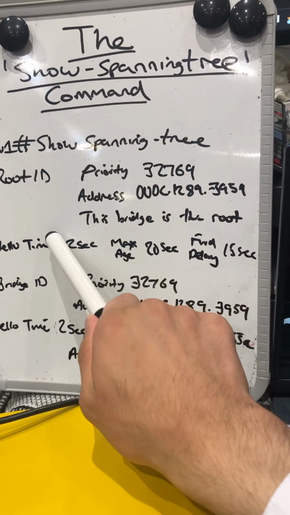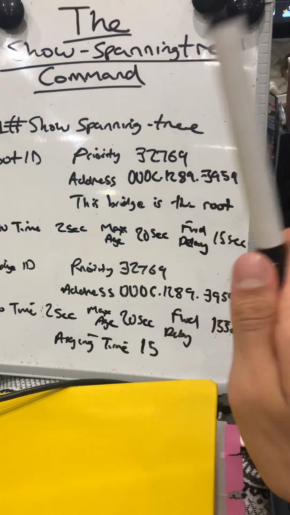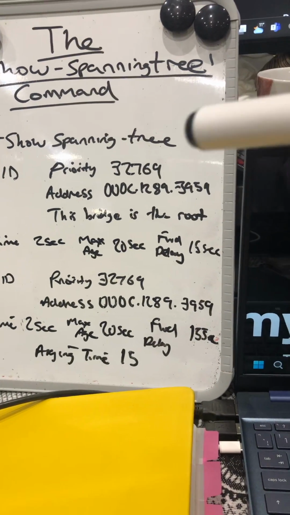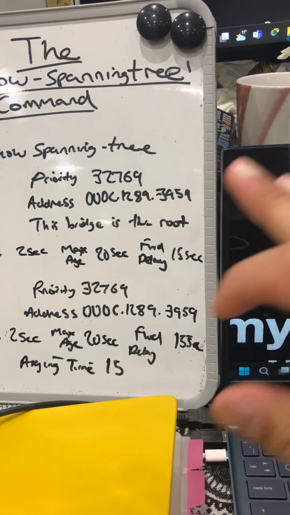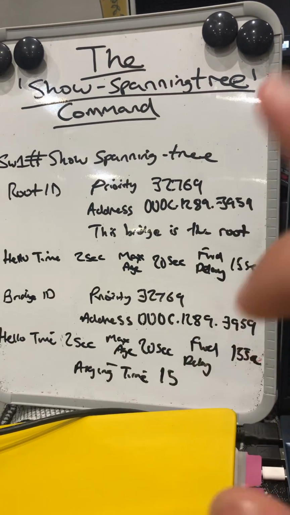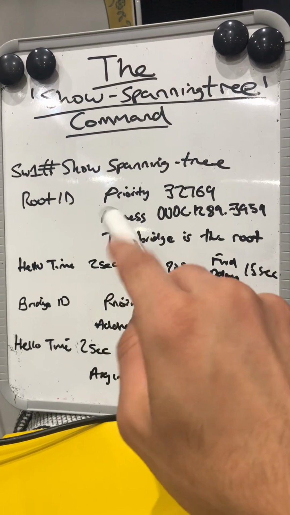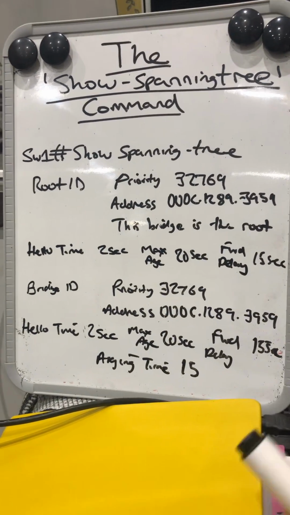So the root ID gives a priority, and the priority you can see is 32769. This is the default priority you can have. But the priority can be anywhere between 0 and 61,440. Now, it's not recommended that you have the priority of 0 across all the switches. This is not recommended.